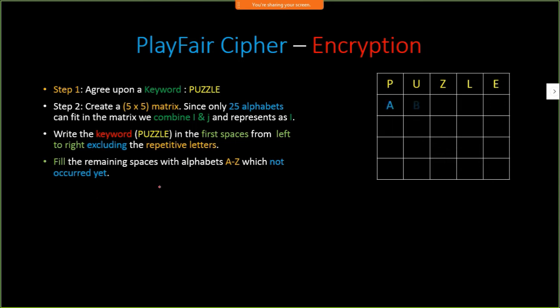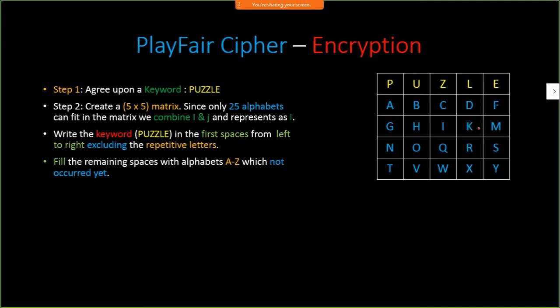That means A, B, C, D. Look out: the puzzle already has the letter E, so we skip E and write down F directly. In the same process, we exclude P, U, Z, L, A, B, C, D and then F. G, H, I and J are combined directly into I. I and J are combined and presented as I.